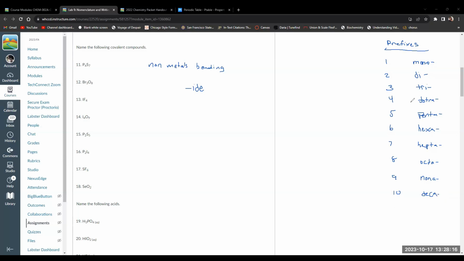So you're gonna need to write these down. I recommend writing them down on the packet if you printed it out. That way they're always there. You can always flip back and forth to that. But yes, these are very important for covalent bonds. So let's take a look at something simple here, like CO2.